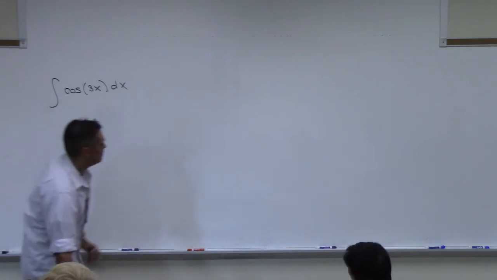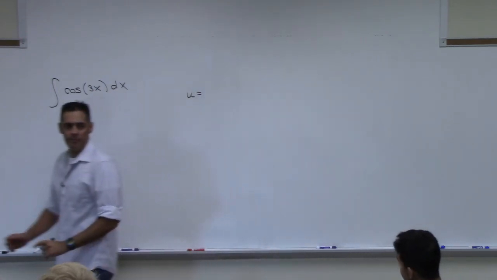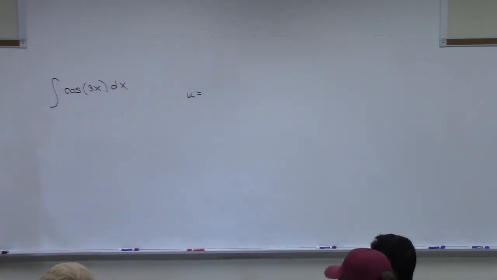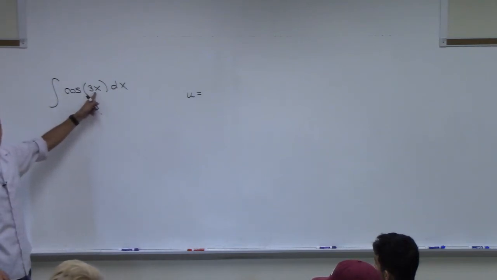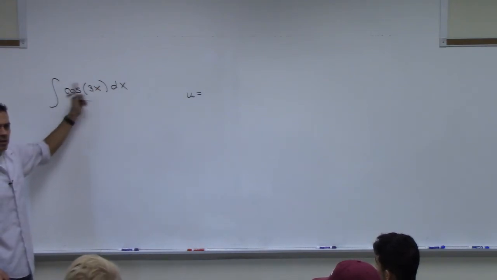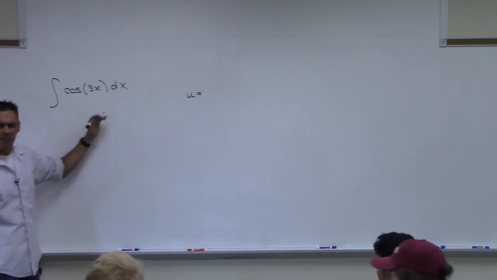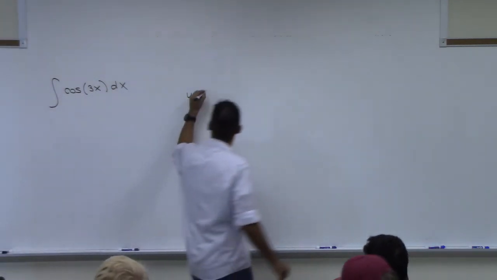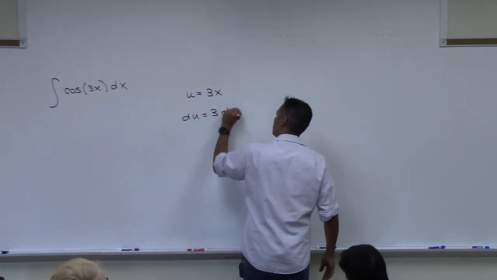All right. I'm going to make a substitution. What's my substitution going to be? Do I see something in its derivative? What's the derivative of that? 3. Do I have a 3? I have a 1, right? I have a 1, so I'm off by 3. So u is 3x, du is 3 dx, right?